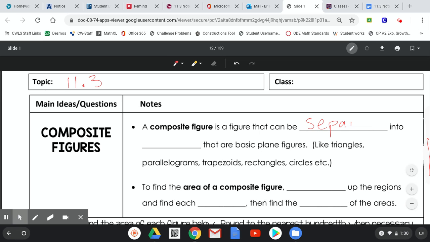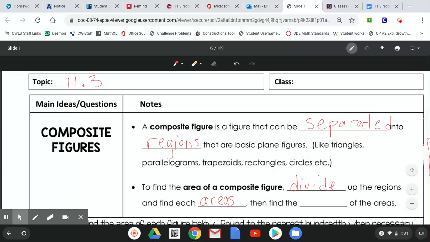separated into regions that are basic plane figures, like triangles, parallelograms, trapezoids, rectangles, circles, everything. So basically, we're just pushing a bunch of shapes together, and it's going to look like this funky mess. But once we divide it, we're just taking the separate areas and adding those together. So the second part is to find the area of a composite figure, divide up the regions. So divide up the regions and find each area. So we're going to have areas of more than one figure at a time.